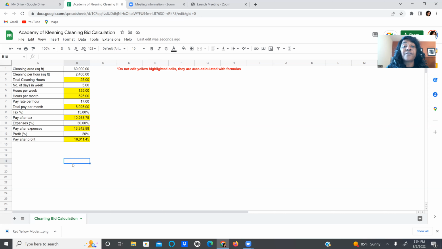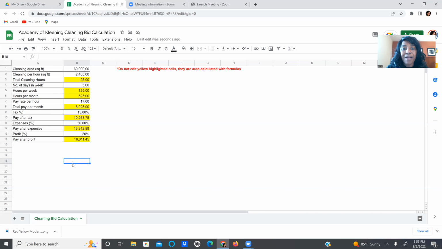Then I'm going to put in 15% taxes, as when you've got to put in payroll taxes for your Medicaid and Social Security, that's what that is. And then it lets me know it's $10,263.75. Then I want to put in my expenses, my uniforms, my cleaning supplies, my equipment, all of that. That is my 30%, and that comes up to $13,342.88.